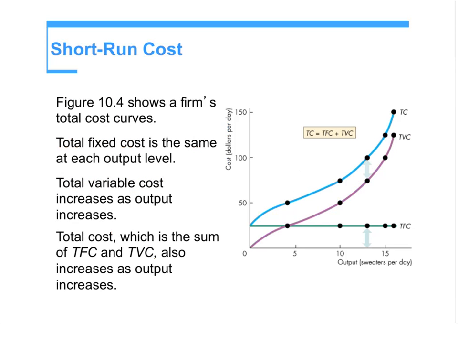So this figure shows a firm's total cost curve. Look here. You have total cost and total variable cost. Total cost is always higher. You have total fixed cost at the very bottom, which is always the same. Then you have total variable cost, and the addition of these two will create your total cost. Okay?